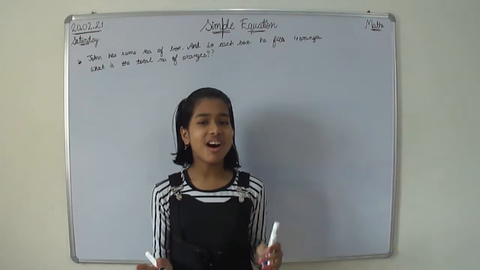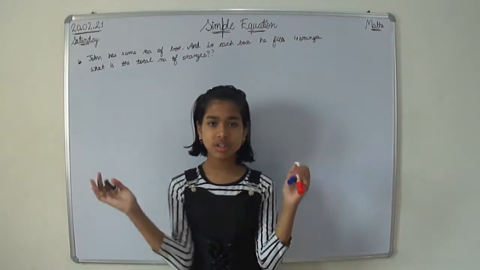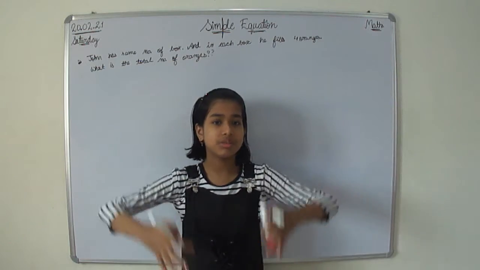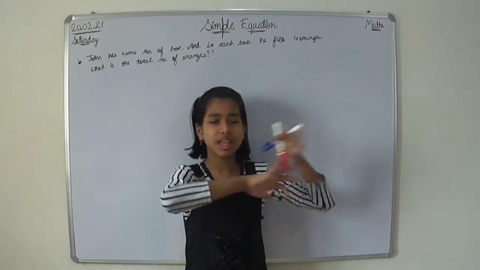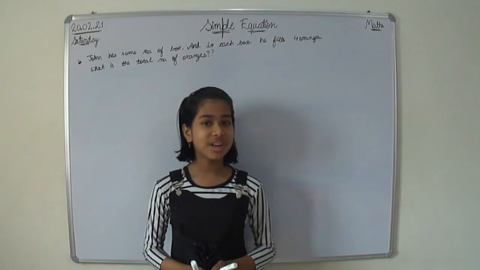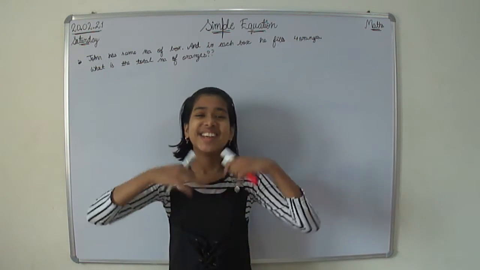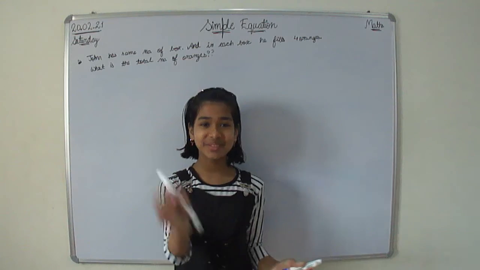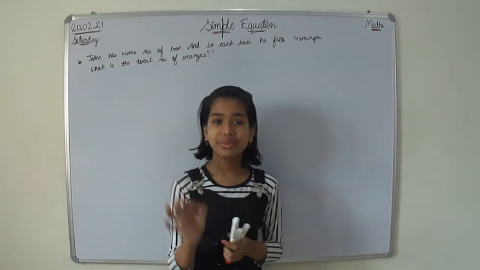So John has some number of boxes. Now we don't know the number of boxes, right? It could be 2, it could be 3, it could be any number, right? So what are we going to do here? Using a variable, right? We need to use a variable.